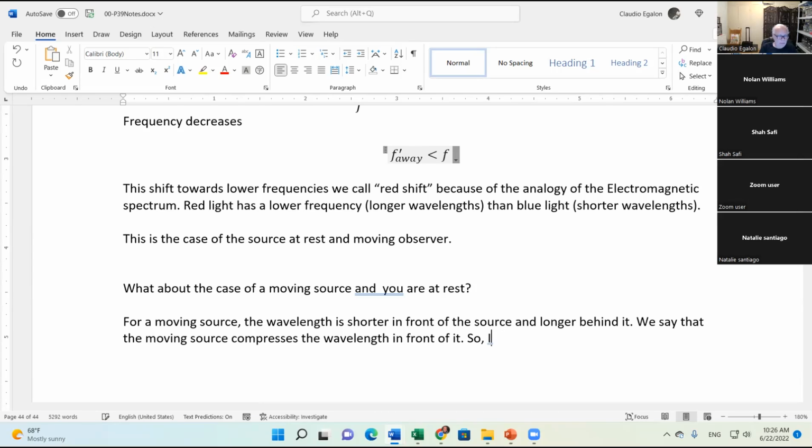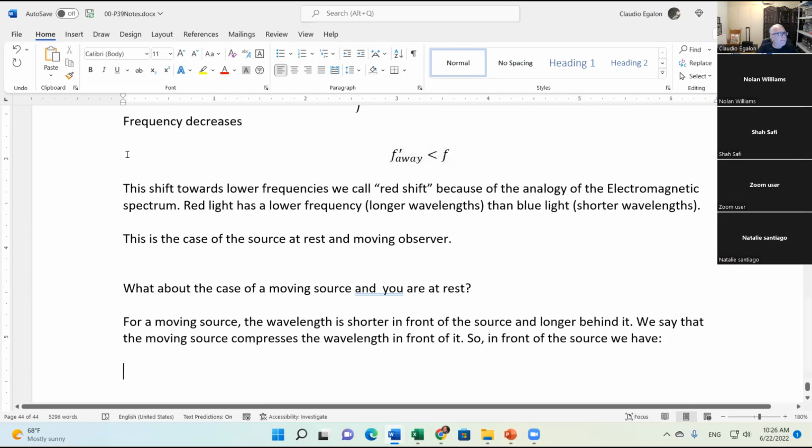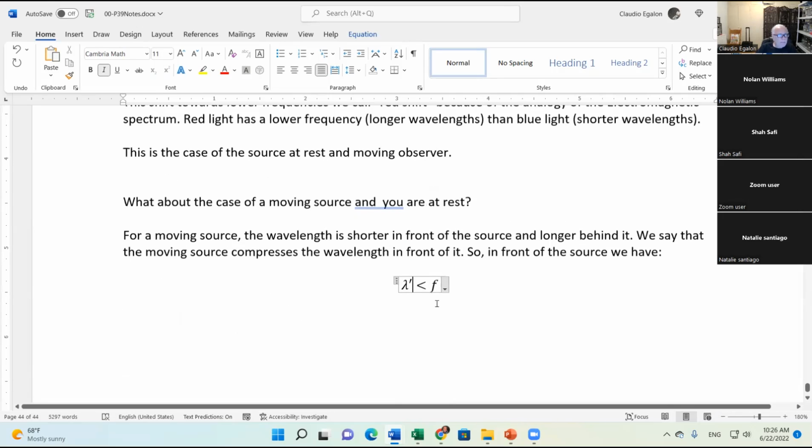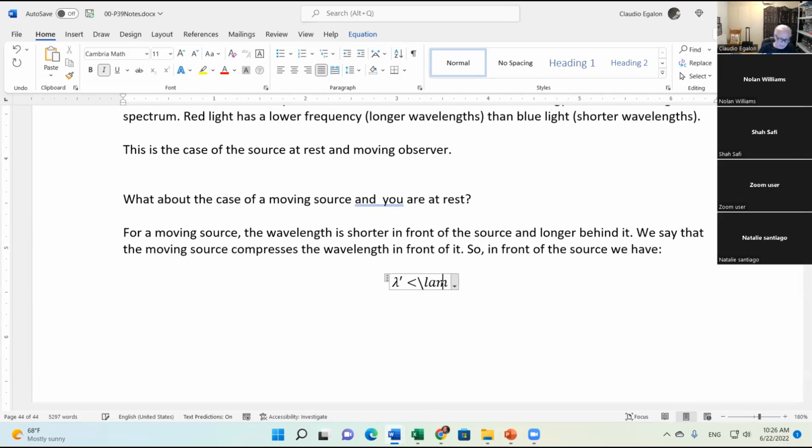So, in front of the source, lambda prime is going to be our original wavelength, the one whenever the source is at rest, minus a delta lambda. Minus a delta lambda. The question now is to figure out what this delta lambda is.